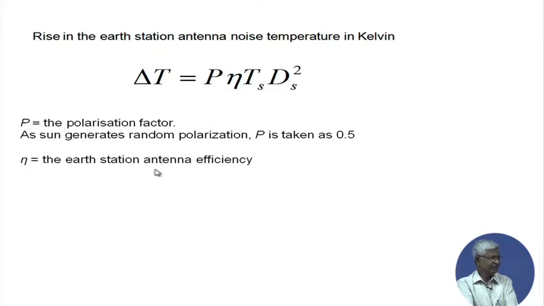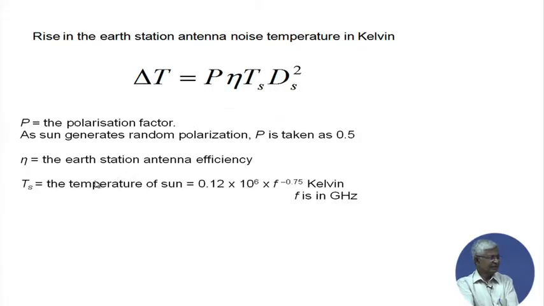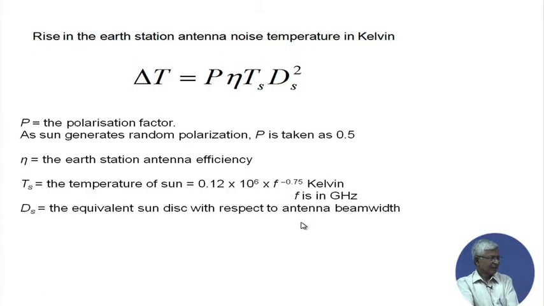Eta is the efficiency of the antenna, and Ts is the temperature of the sun, which depends on frequency. Roughly a model is given as 0.12 into 10⁶ f to the power minus 0.75, where f is in gigahertz, and ds is the equivalent sun disk with respect to antenna beam width theta, that is ds is 0.48 by theta for theta greater than 0.48 degree, and 1 for theta less than 0.48 degree. These are some rough numbers. So, on this basis some calculation of the temperature can be made.